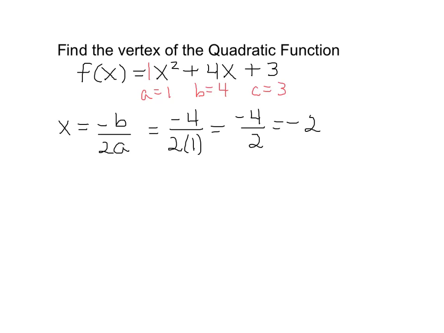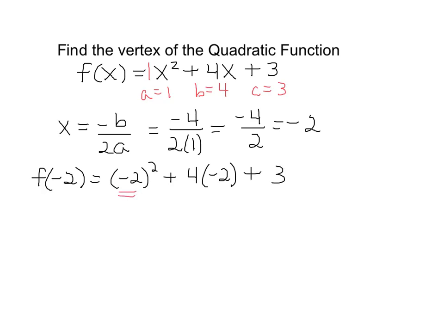Now what we want to do is find the y-coordinate that goes with it, and we can find the value of the function when x equals negative 2 by inserting negative 2 everywhere there's an x in the problem. And notice the x occurs in 2 different places, in the quadratic term as well as in the linear term. So we're putting in a negative 2 that's being squared, and we're also putting in a negative 2 that's going to get multiplied by 4.